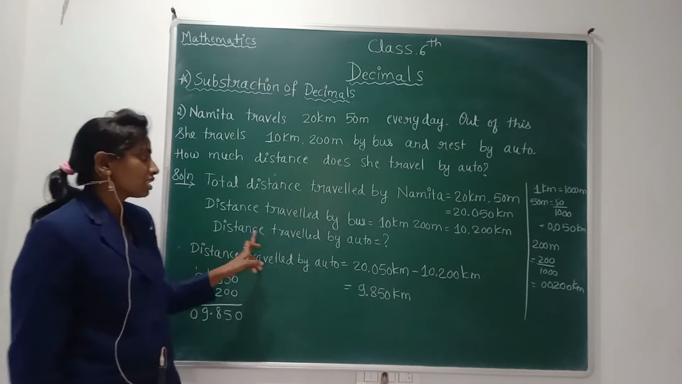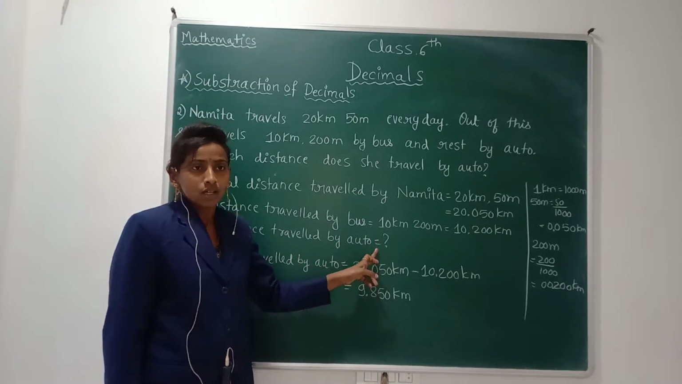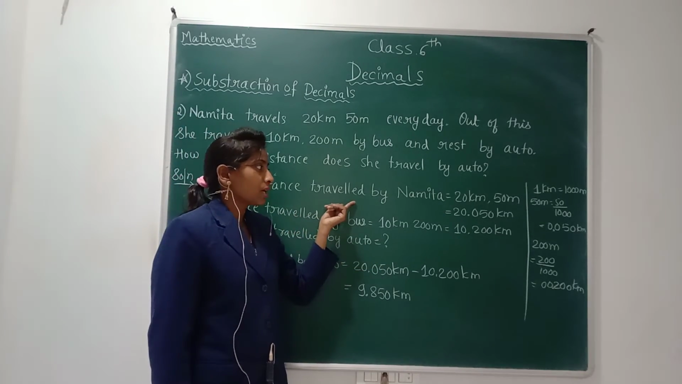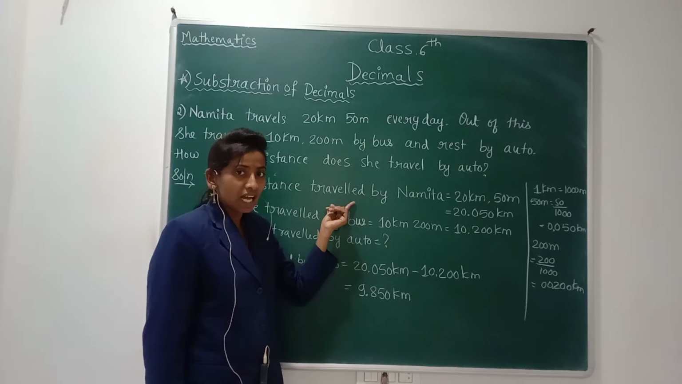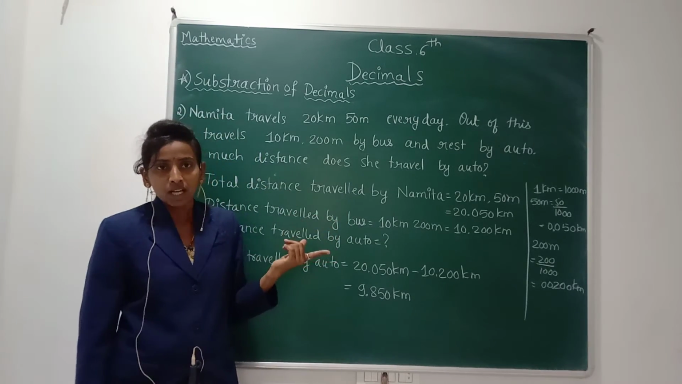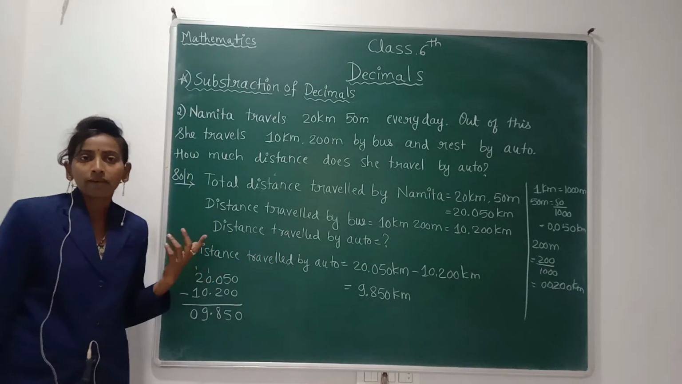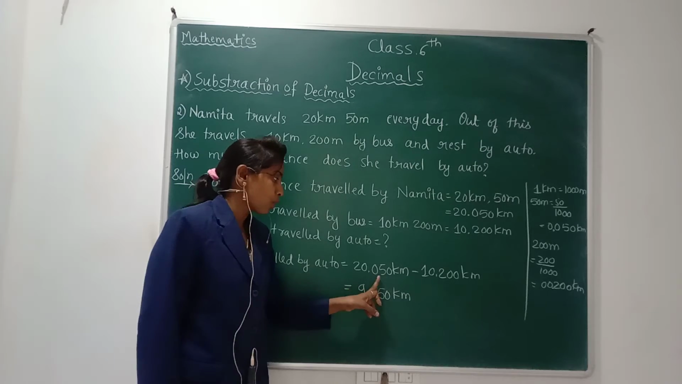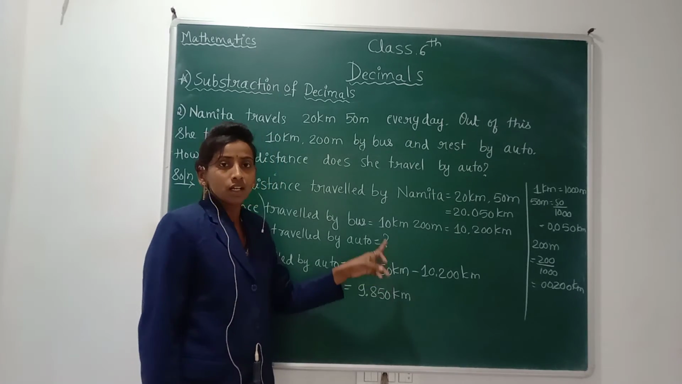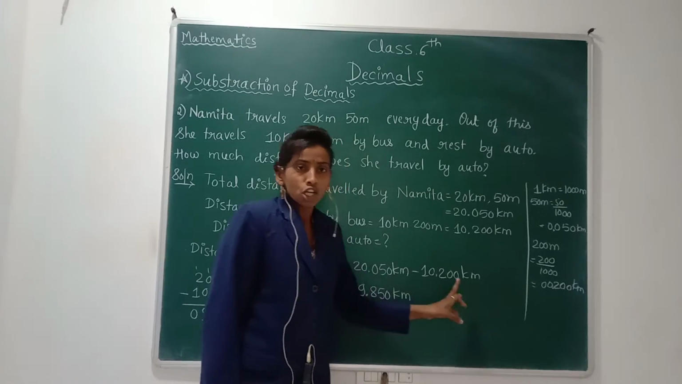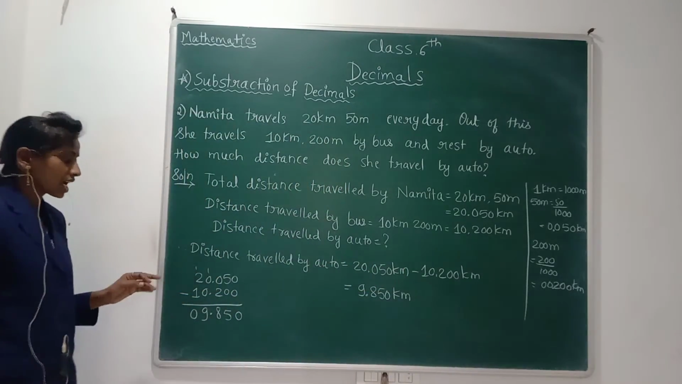So distance traveled by auto they have asked. So how to find? So total distance traveled by Namita every day, in that you have to subtract distance traveled by bus. Then you are getting the distance traveled by auto. So distance traveled every day it is 20.050 kilometer. So distance traveled by bus is 10.200 kilometer. So do the subtraction.